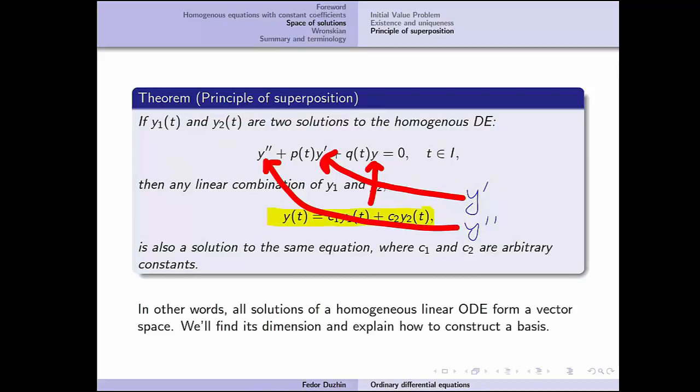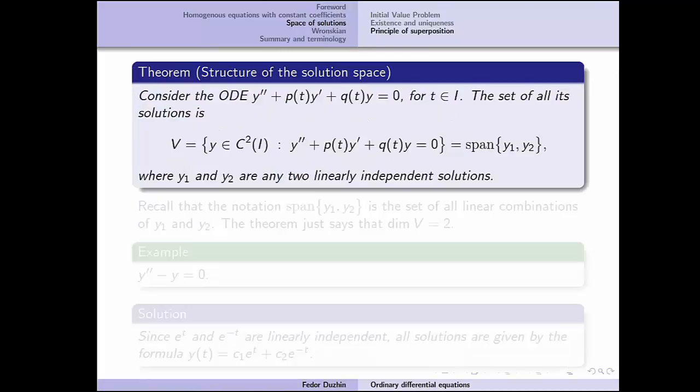But what it essentially says is that all solutions of a homogeneous linear differential equation form a vector space. Notice that it doesn't have to be a second order differential equation actually. For a linear differential equation of any order, if the right hand side is 0, then all its solutions form a vector space.